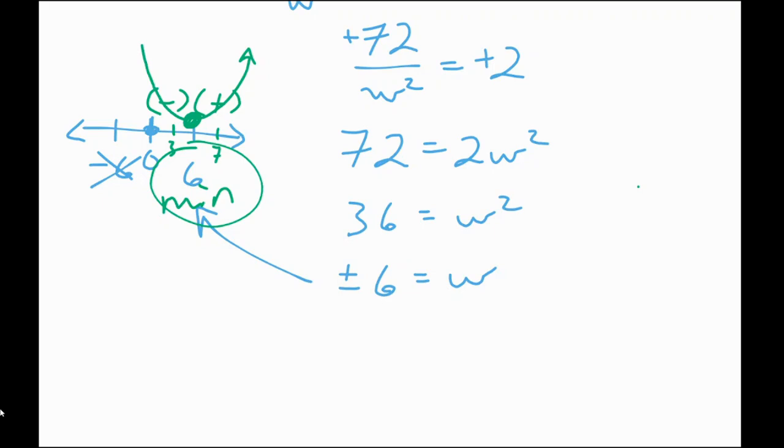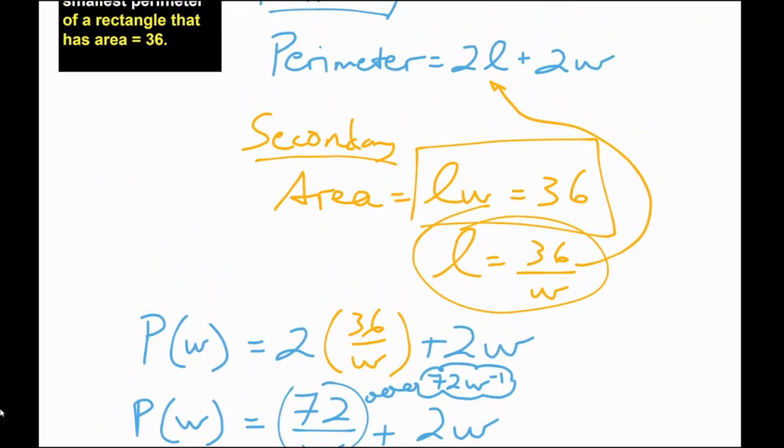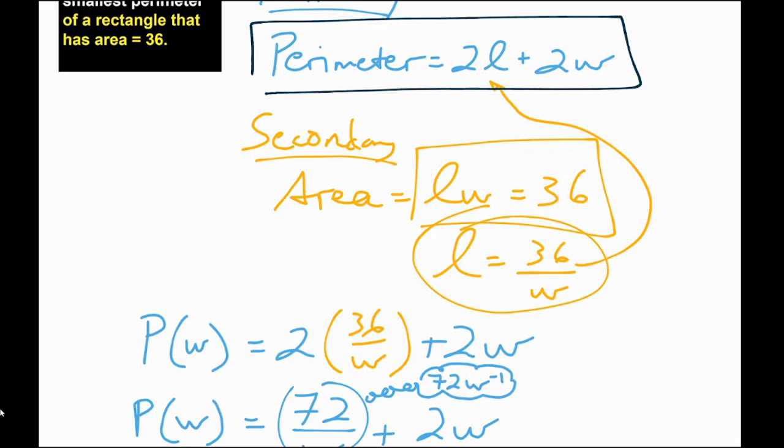So we have to do what with 6? That's right, we have to plug it back in. Now, where are we going to plug it back in? We're going to plug it back into the perimeter equation. The thing is that you have a decision to make. You can plug it back into our original perimeter equation, which means that we also have to find the length. We can talk about that.